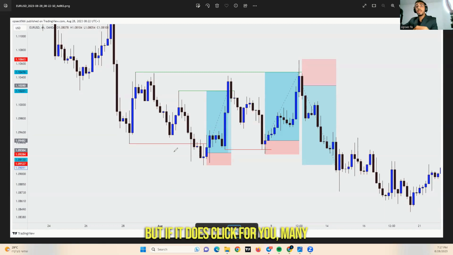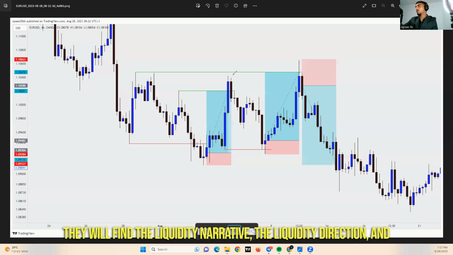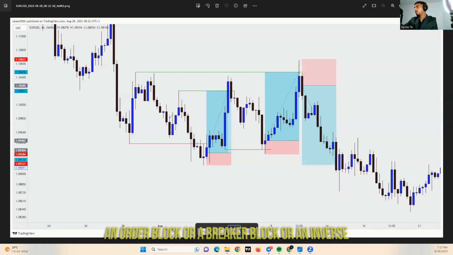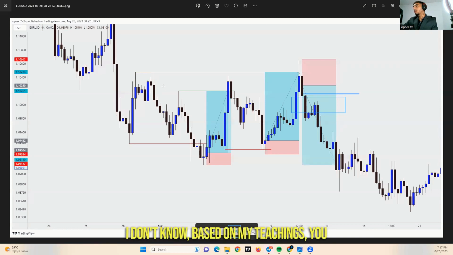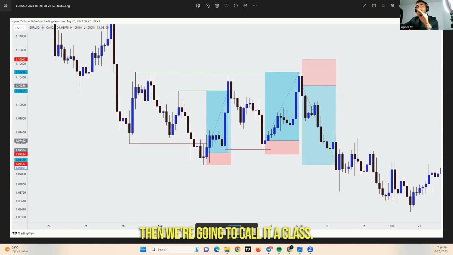But if it does click for you, many of my students trade ICT plus liquidity. They will find the liquidity narrative, the liquidity direction, and then they will find a way to trade that through an order block or a breaker block or an inverse fair value gap, balance price range, whatever. So right over here, you can see this would have been the ICT balance price range coupled with the liquidity, and then maybe you would go short with your stop loss up here. I don't know. Based on my teachings, you wouldn't do that, but based on ICT's teachings combined with my teachings for direction, you would. Anyways, I'm going to go over one more thing, which I said I would go over, and then we're going to call it a class.